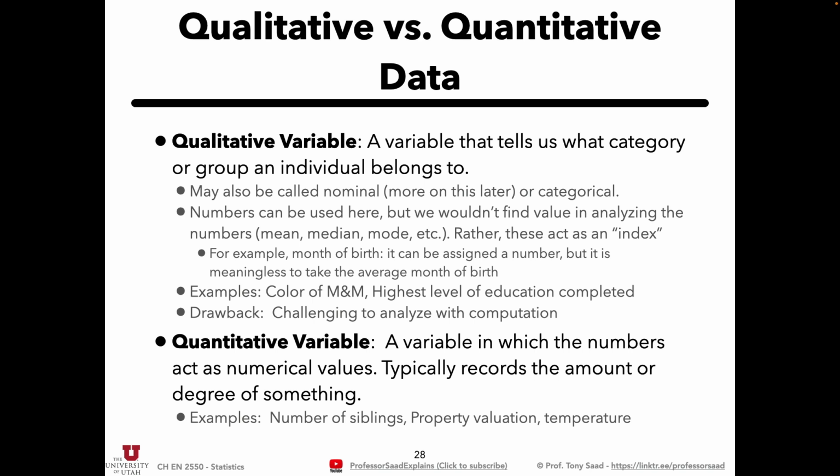So like the temperature, your temperature when you were sick, right? That's a number that you can measure, you can do things with, you can compare numbers with other numbers and so on. So that's a quantitative variable. Some examples here: number of siblings, property evaluation, etc.